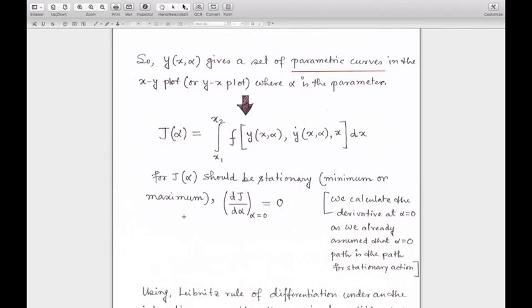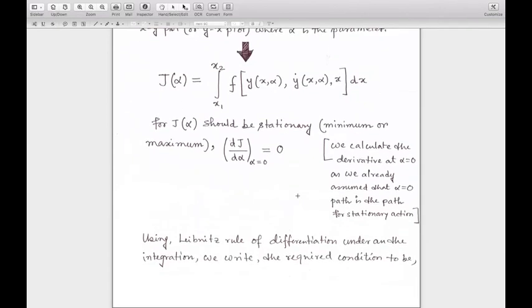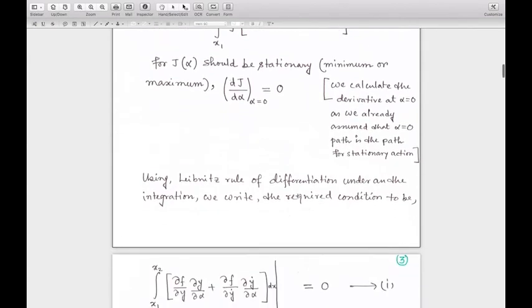Now for J of alpha to be stationary, that is minimum or maximum locally at least, dJ/dalpha at alpha equal to 0 should vanish. Why at alpha equal to 0? Because by construction we have assumed that at alpha equal to 0, the curve is the real curve, the curve with the stationary value of the J integral, right?